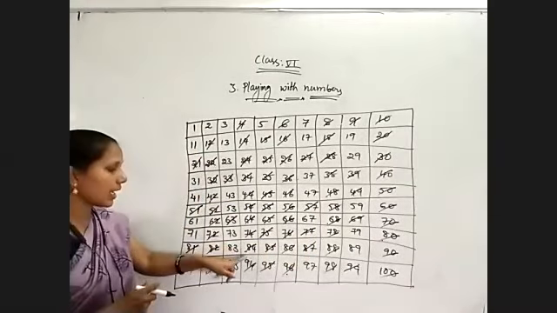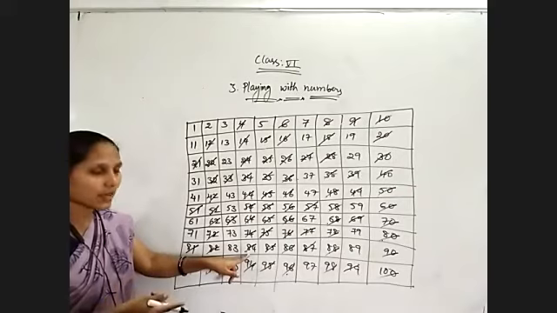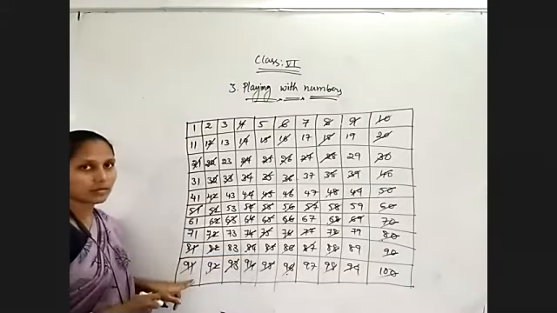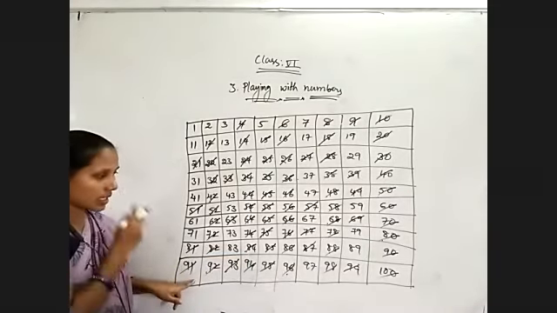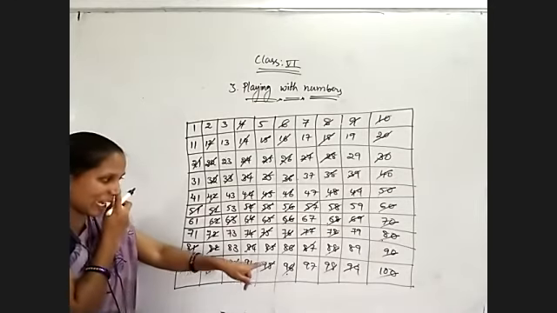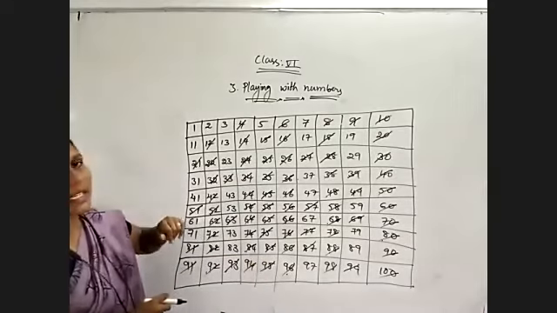77 plus 7, 84. 84 plus 7, 91. And 91 plus 7, 98. Finished. Coming to 8th table.